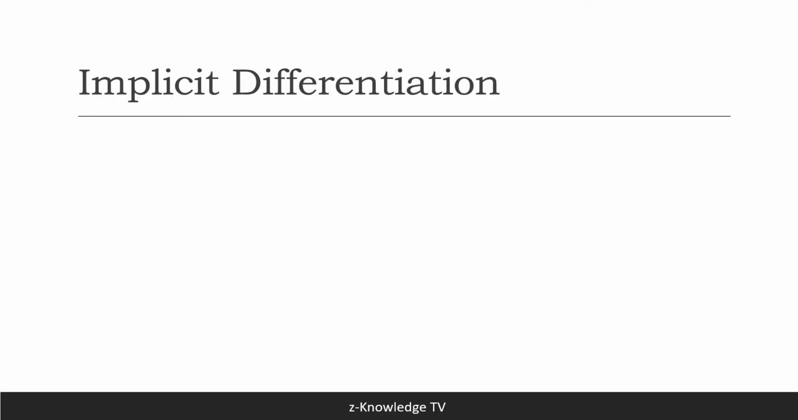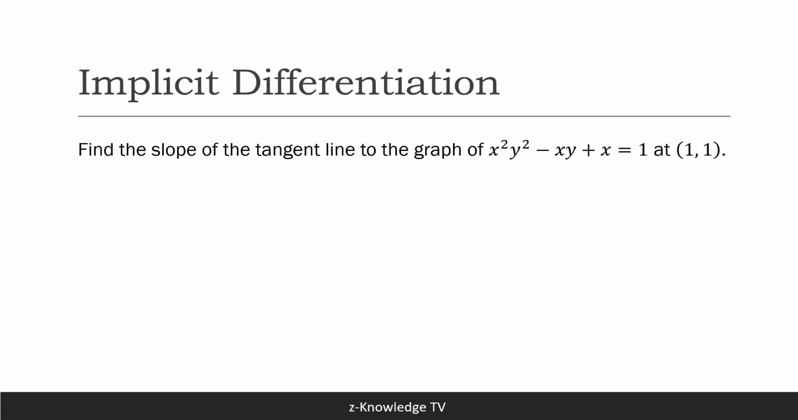Okay, so next. So how about this equation? Find the slope of the tangent line to the graph of x squared y squared minus xy plus x is equal to 1 at point (1, 1).